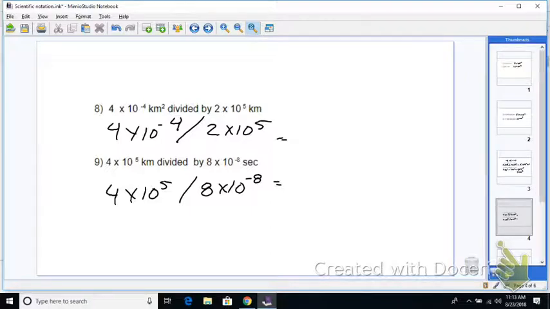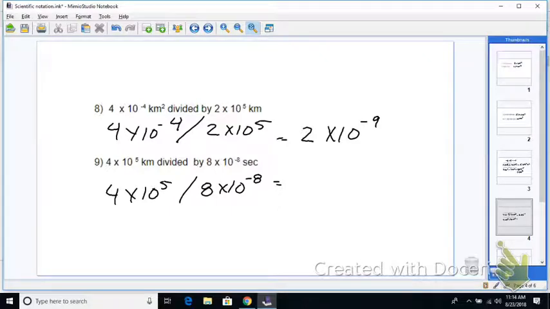So the first one: 4 divided by 2 is 2, times 10 to the, so minus 4 minus 5 is negative 9. Minus 4 minus 5.